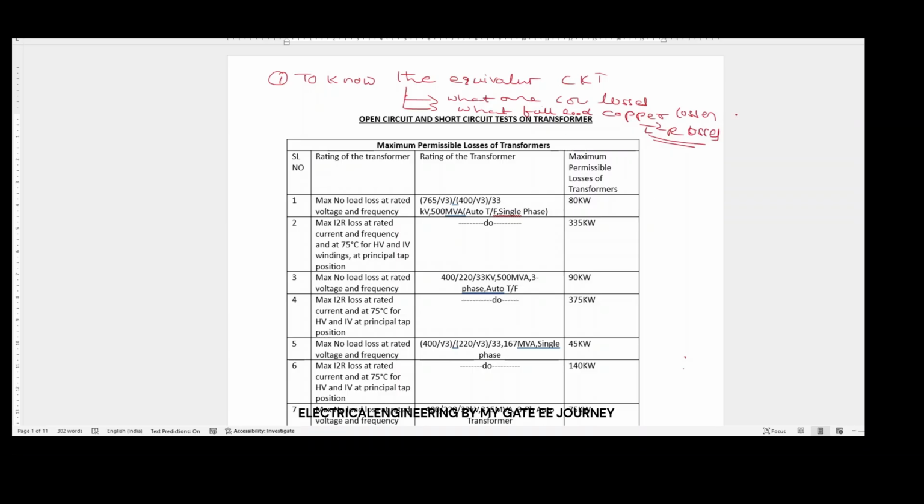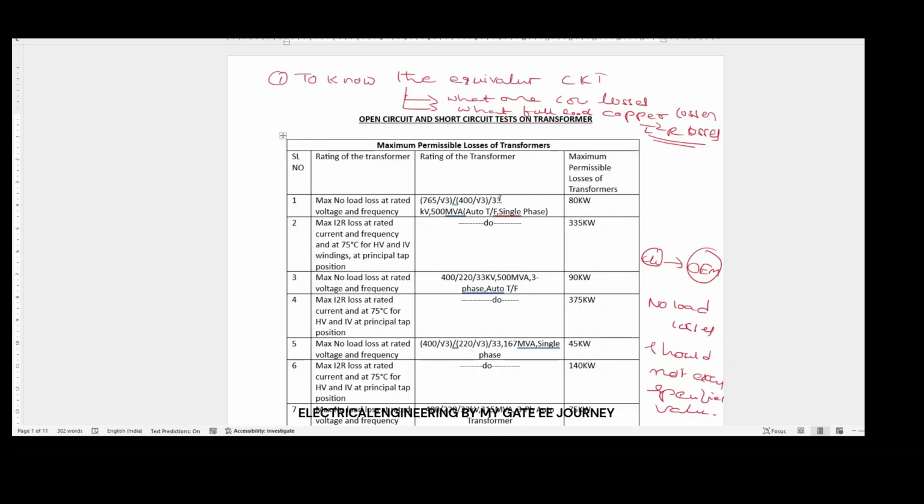Okay, this is one thing. Another thing is whenever any client orders a transformer from an OEM, he gives some specifications like my no load losses should not exceed some specified value. At the same time, the transformer I am ordering should not have I square R losses beyond a certain value.